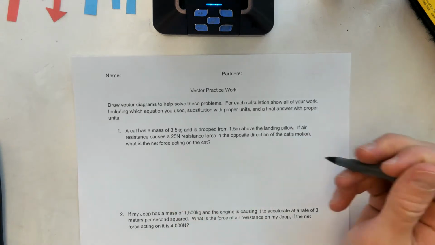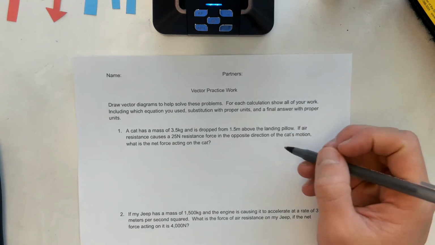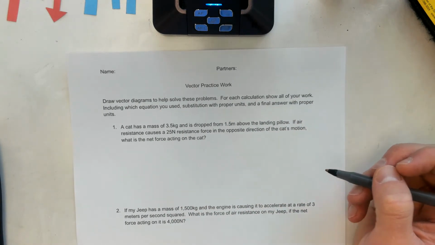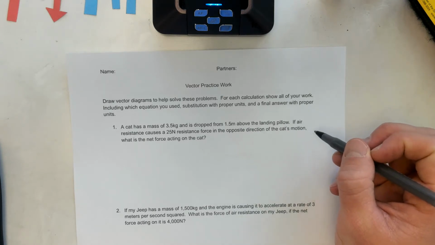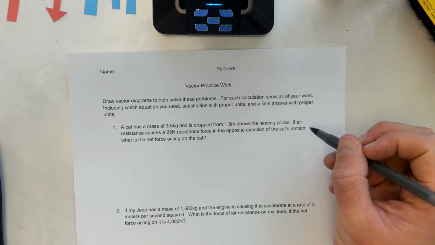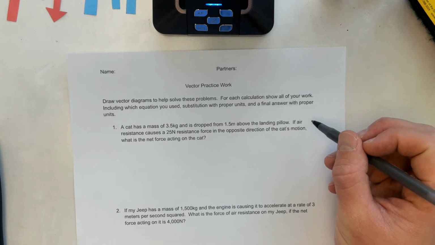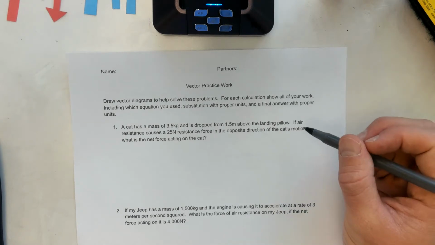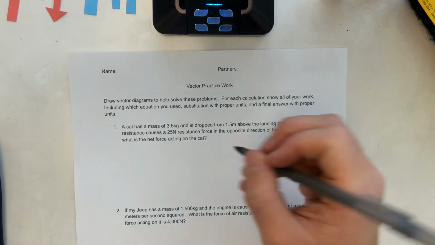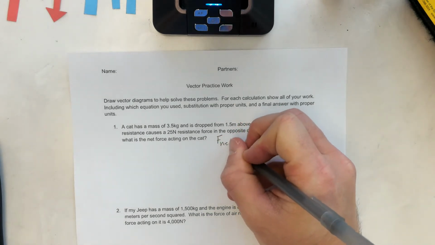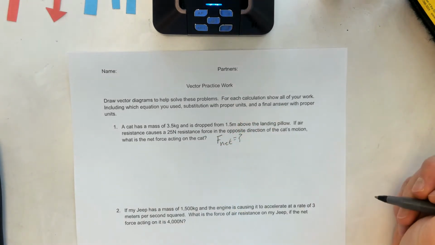A cat has a mass of 3.5 kilograms and is dropped from 1.5 meters above a landing pillow. If the air resistance causes a 25 Newton resistance force in the opposite direction to the cat's motion, what is the net force acting on the cat? So here, F net equals question mark. We've got to find that.